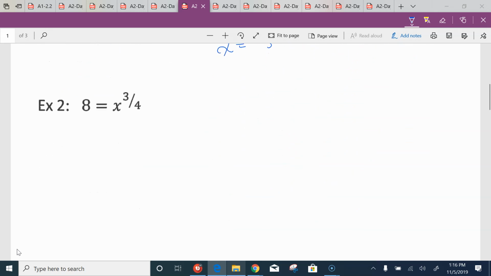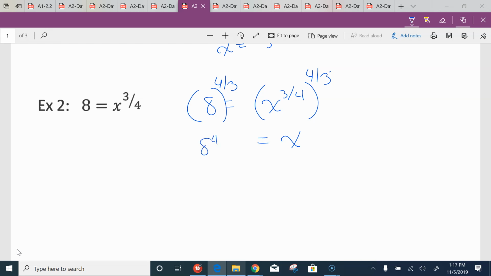Moving on, number 2. Here we have another one. The equation says 8 equals x to the 3/4. The first step is to raise everything to the reciprocal power. The reciprocal of 3/4 is 4/3. So I raise everything to the 4/3 power. The 3/4 and 4/3 cancel out on the right side, and I'm left with just x. On the other side, I have 8 to the 4/3, which can be rewritten as 8 to the 4th power under a cube root. That means there is basically an 8 times an 8 times an 8 times an 8, all underneath one radical to the 3rd power.